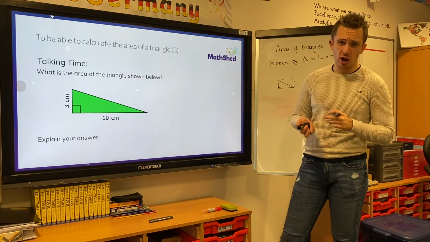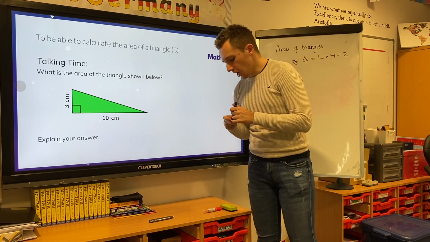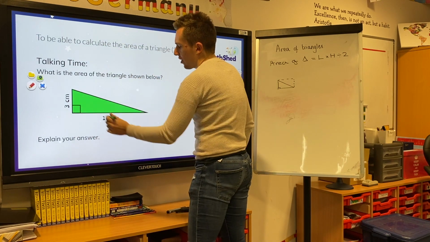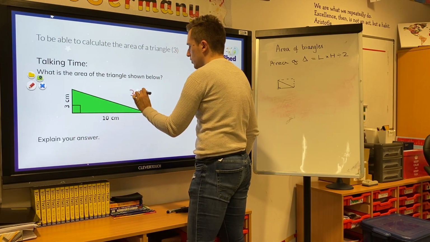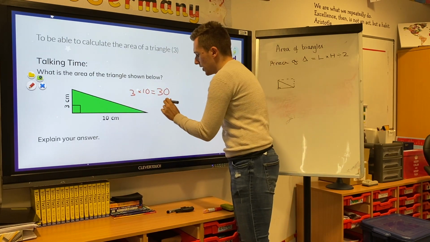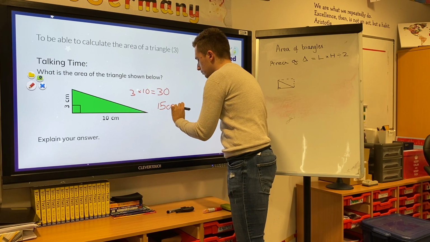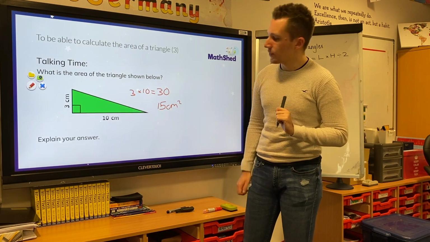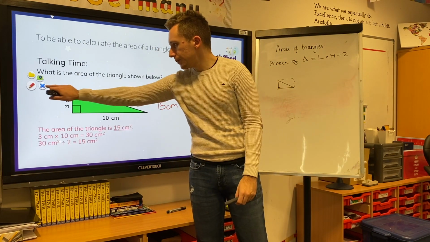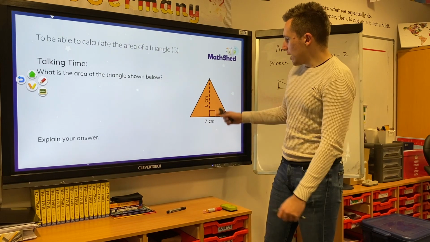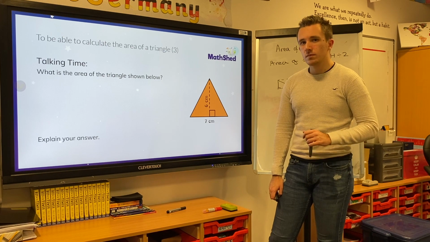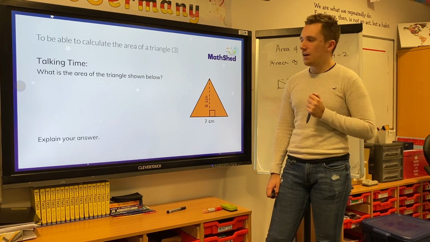So this is a right angled triangle. How would I find the area? Well, I know from yesterday, I do this times this, so 3 times 10, which equals 30, and then I divide that by 2. And I put a little squared sign on it. So the answer is 15 centimetres squared, like so. What about this one? I do exactly the same thing. See if you can work it out. Pause the video, have a go at it.